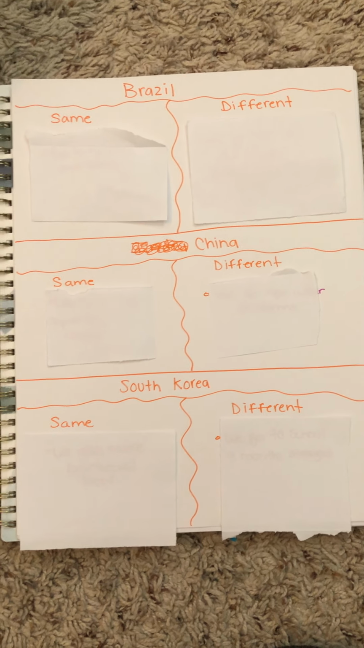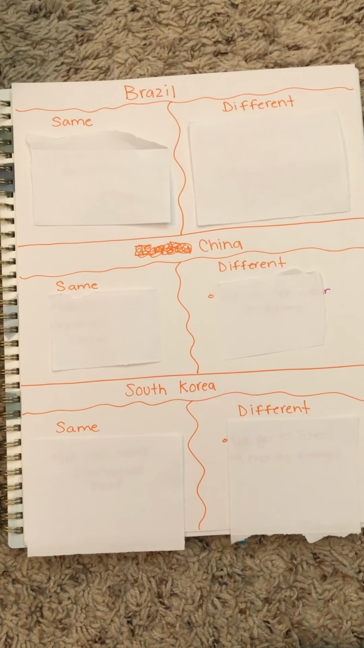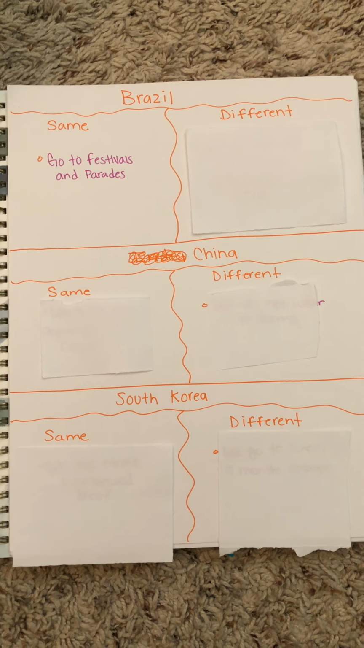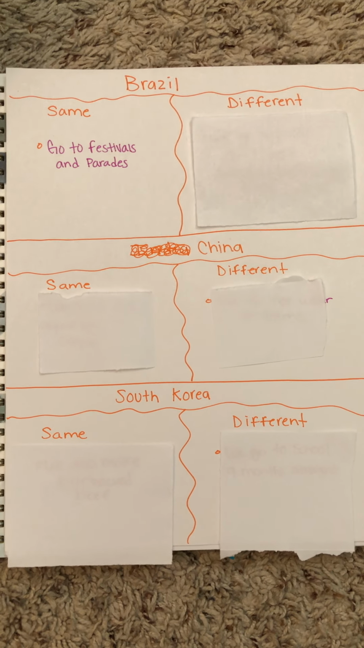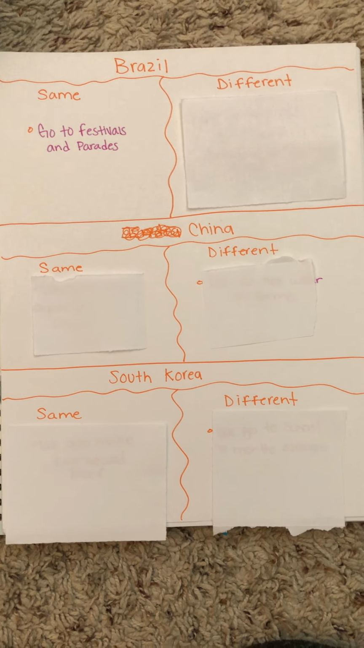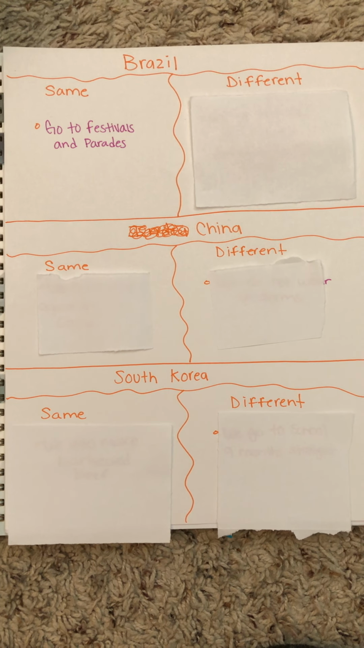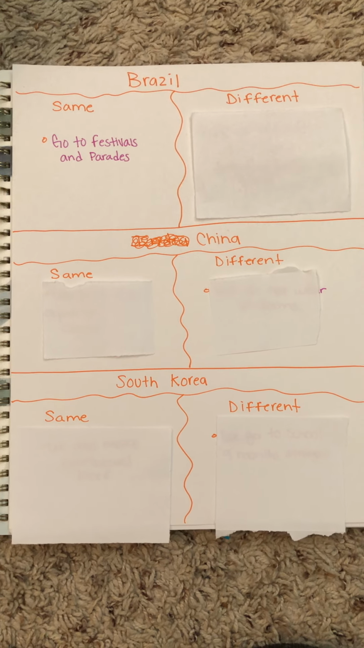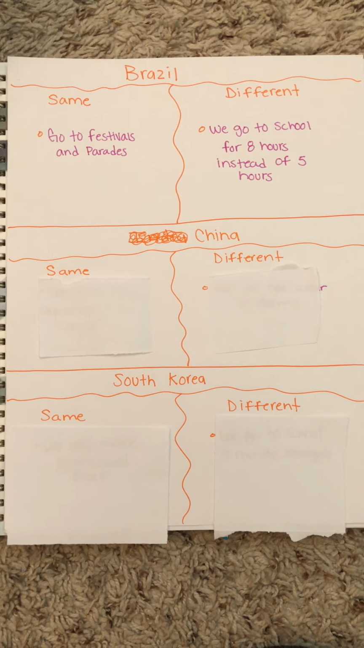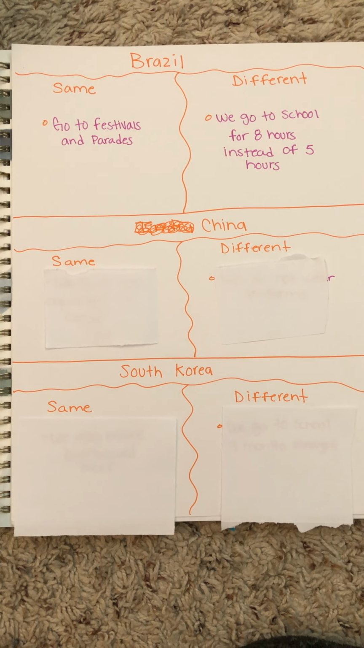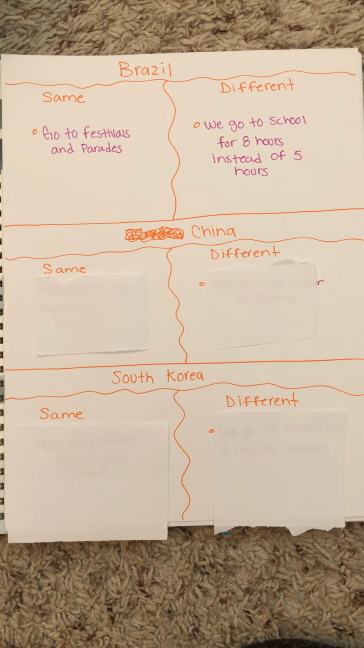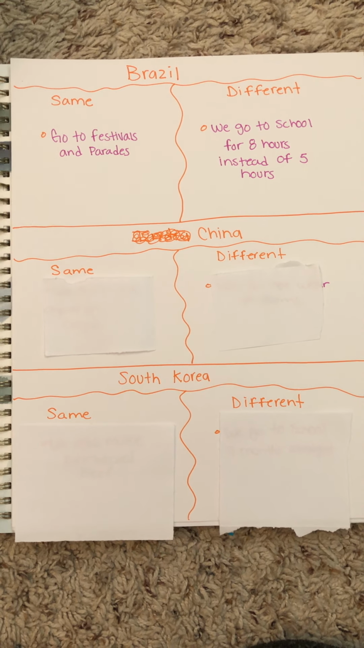And so our first one is going to be Brazil. We're going to start with the same. With Brazil, what we had in common was we go to festivals and parades. A lot of us go to a lot of parades that we have here in Corpus or anywhere around the cities near us. Something that was different from our friend from Brazil is that we go to school for 8 hours instead of 5 hours. She said that she only goes in the morning, and we go all the way from the morning to around 3 o'clock in the afternoon.